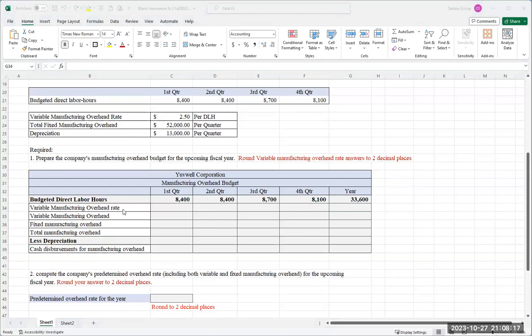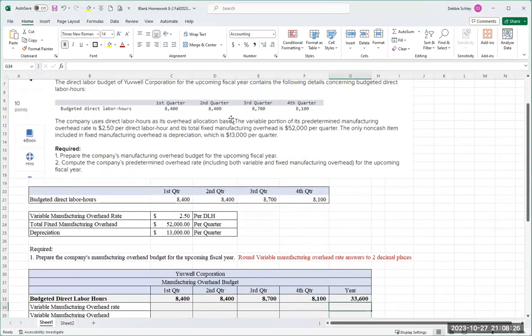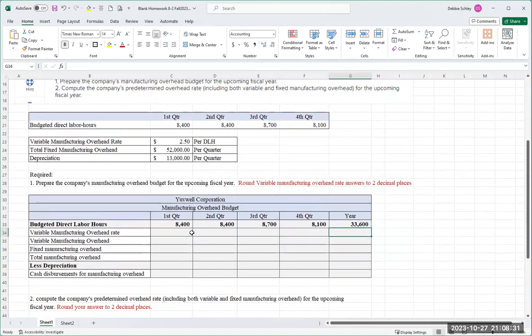Now, variable manufacturing overhead rate. Well, they gave that to me right here. If you'll recall, I got that number right here. I just referenced it right there. So that is going to go right here, and that is going to stay the same. So I'm going to anchor that cell and drag it across because it is $2.50 each quarter. It doesn't change. And for the year end, it is $2.50.